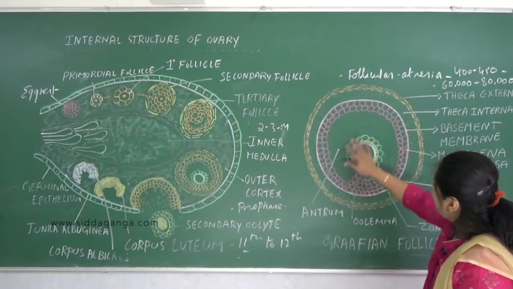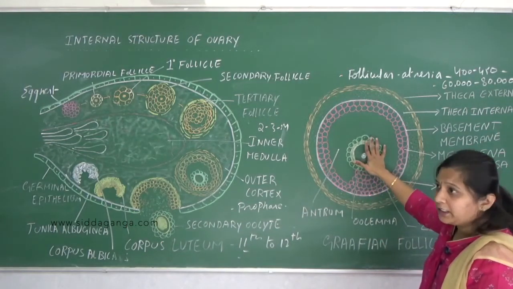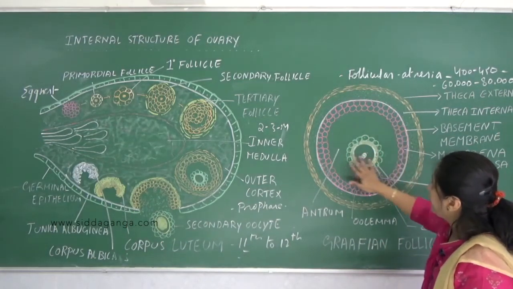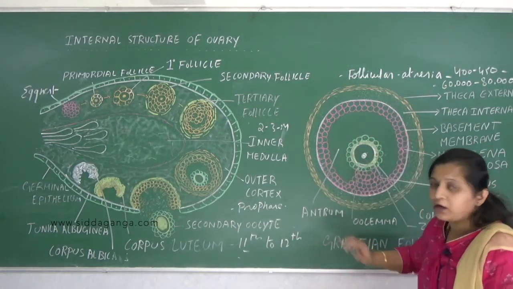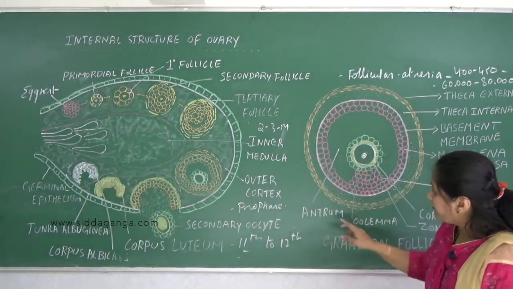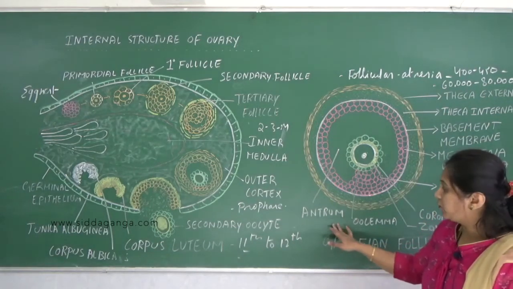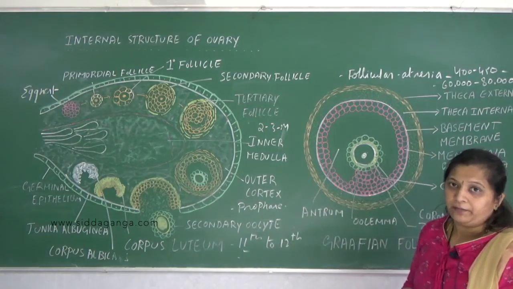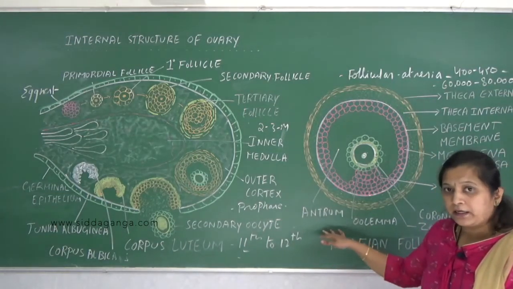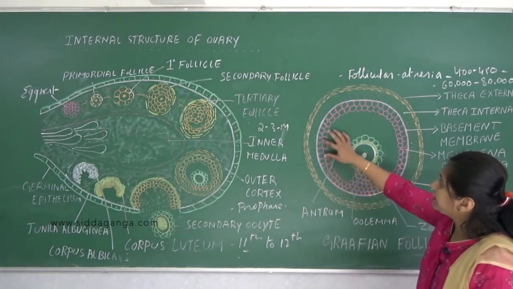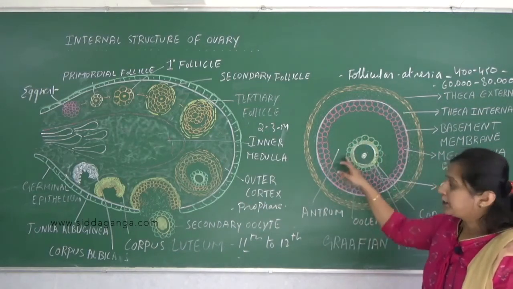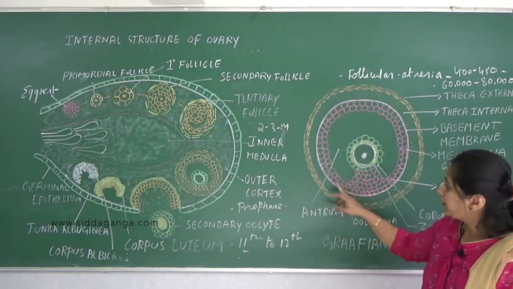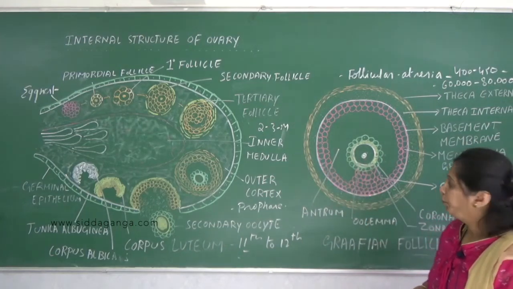Then the secondary oocyte is suspended in a large fluid filled cavity. What is this cavity called? The antrum. The antrum is filled with a fluid called the liquor folliculi. This fluid is secreted by the surrounding granulosa cells only, and it is rich in estrogen hormone.